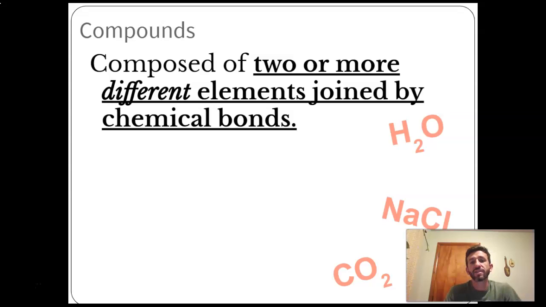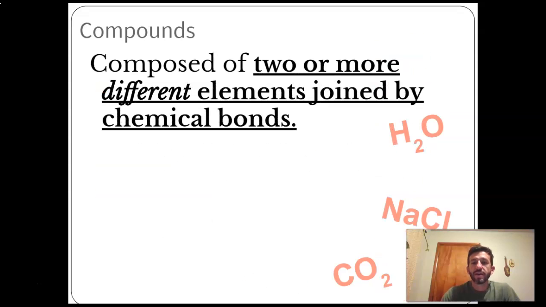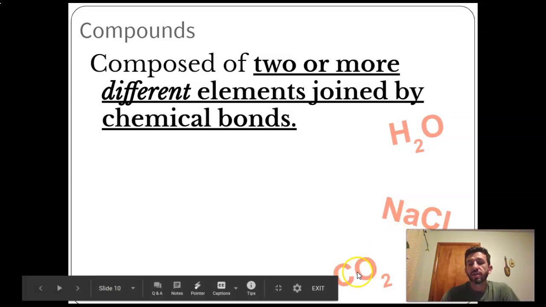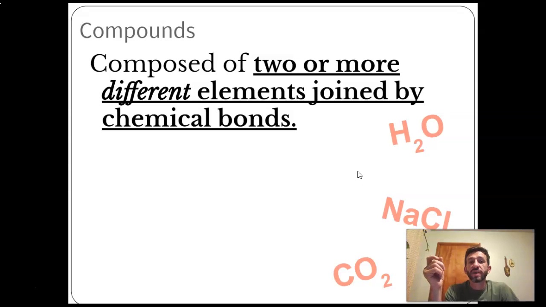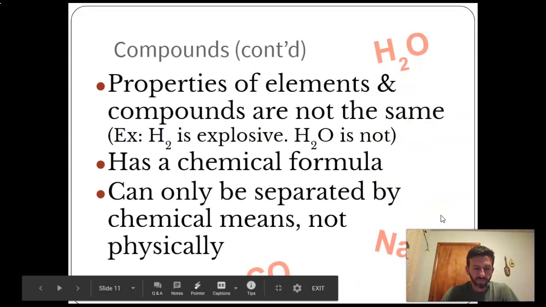Compounds are composed of two or more different elements joined by chemical bonds. Oops, I went too fast. So see here in these chemical formulas how you can have a subscript like this, but the letters are close to each other. That means that those elements are joined by chemical bonds, okay? And each capital letter represents a different element. Sometimes you have lowercase letters, like sodium and then chlorine, okay?